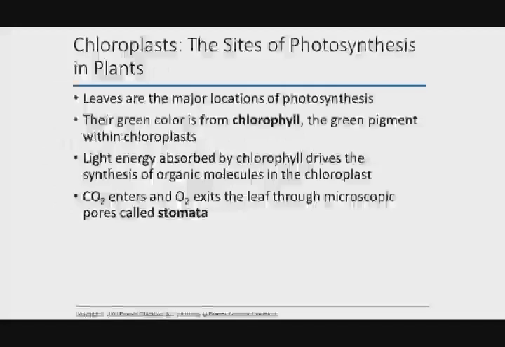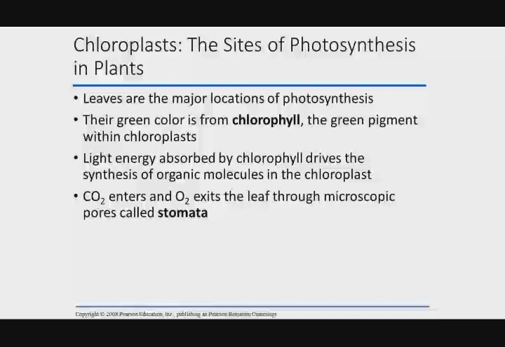Now, I want to orient you over the next couple slides to where photosynthesis is occurring in green plants. So we're going to look at a little bit of plant anatomy, and we know that leaves are the major location of photosynthesis. Stems will photosynthesize as well. It's the green color from the pigment chlorophyll, and we'll look at that more closely as we go. Light energy is going to be absorbed by the chlorophyll, and that's going to drive ultimately the synthesis of organic molecules in the chloroplast. CO2 is going to be our raw material. That's our carbon source, right? So CO2, the inorganic carbon in the atmosphere, is actually going to be built into sugars, organic molecules. And the byproduct, or the waste, of that is oxygen, which is going to exit the leaf.